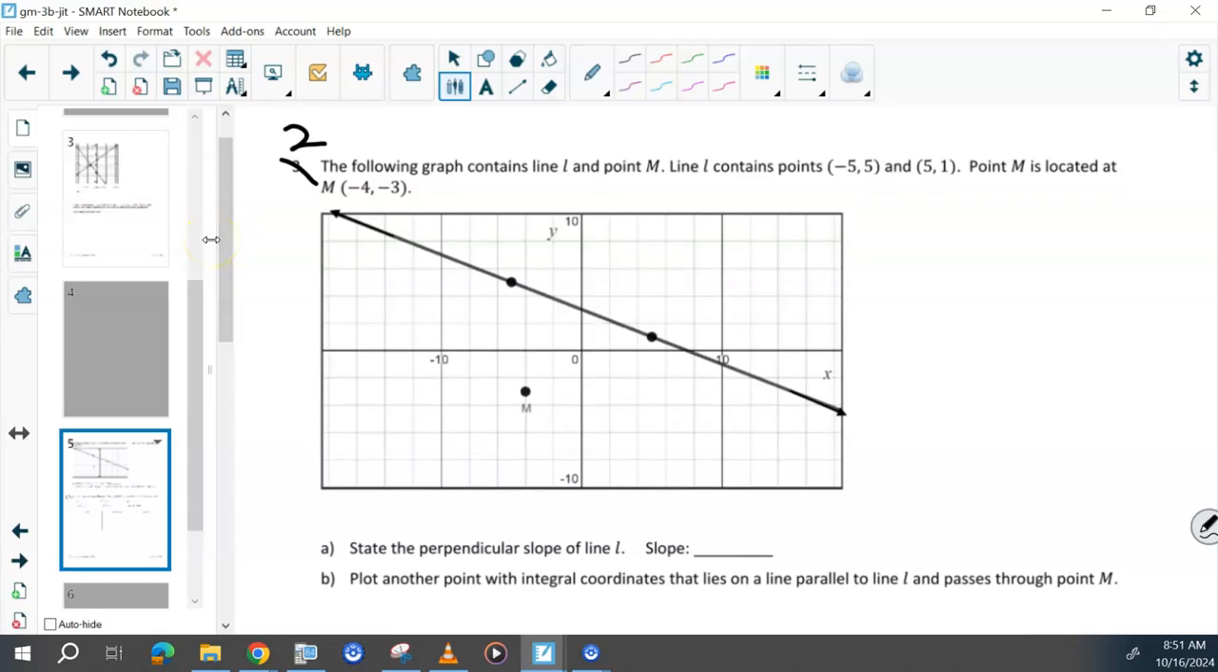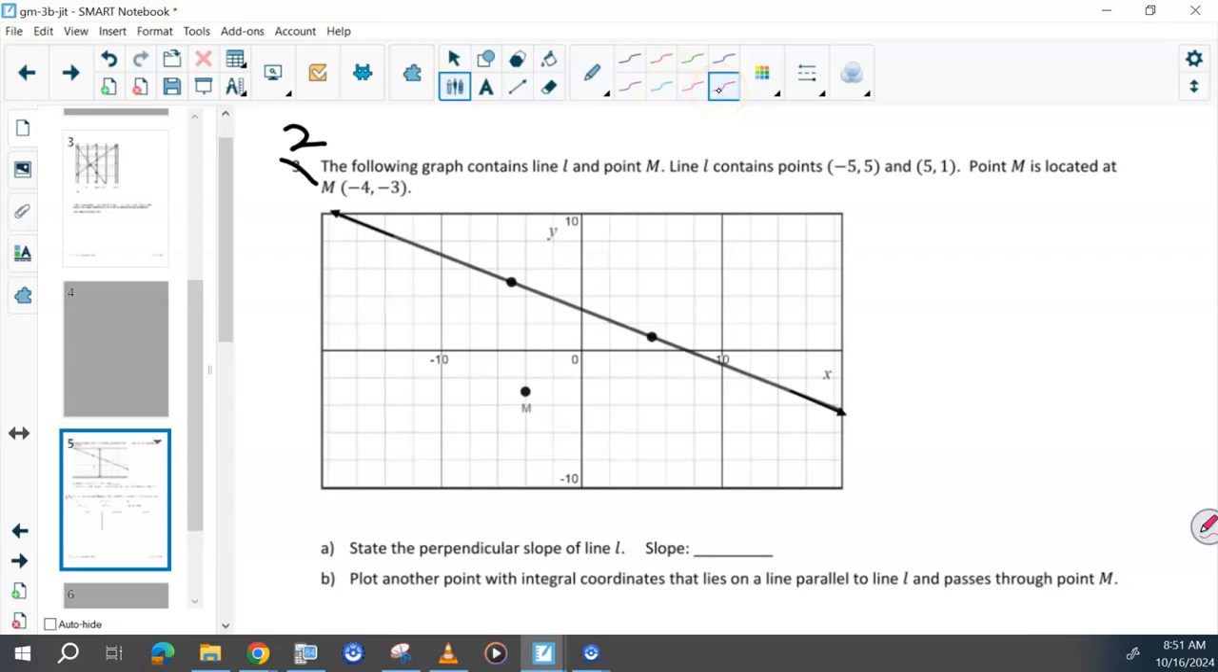Alright, so for number 2, it's saying the following graph contains line L, which is this one, and point M, which is labeled, and line L contains these 2 points, and then it tells you the order for M. So for part A, we have to state the perpendicular slope of line L, so we have to figure out what the slope is. You could do that by counting, but the scale is counting by 2, so that might be a little hard.